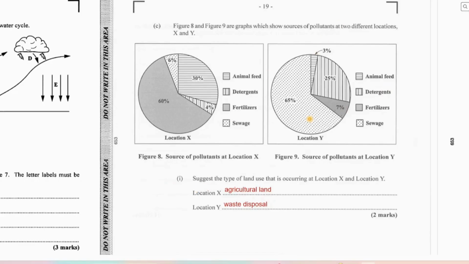So based on the percentages, the first thing you need to do is suggest the type of land use that is occurring at location X and Y. Location X has the largest portion being fertilizers. You also have the second largest portion being animal feed. So most likely this is agricultural land. And then Y, the largest portion that you have is sewage, while the second largest portion is detergents. So this is some sort of waste disposal area.